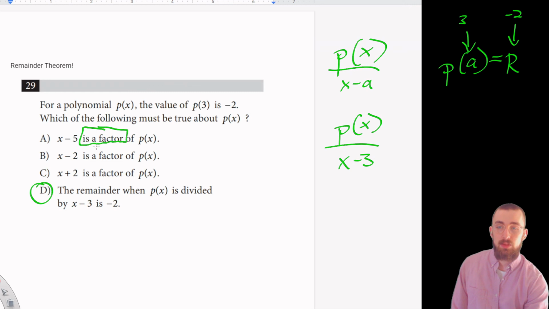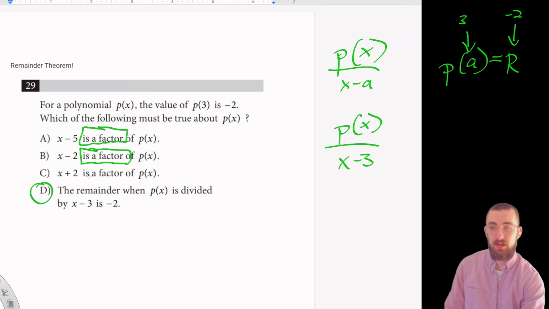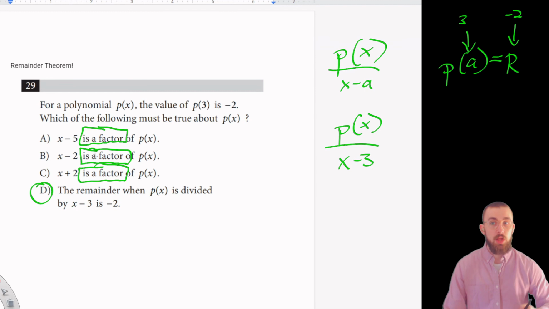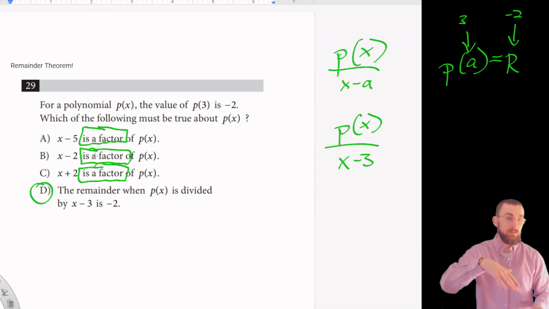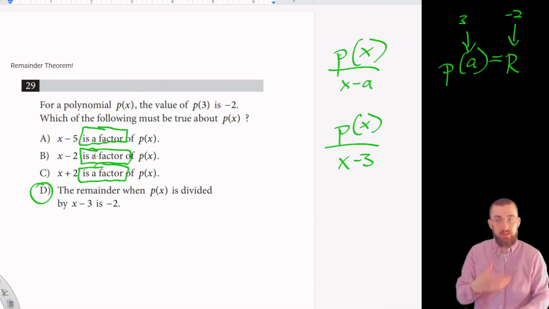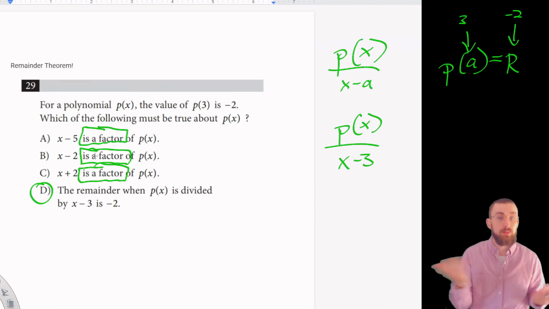They're saying something similar right here when they say it is a factor. Obviously, none of these numbers make sense, x minus 2, x minus 5, or an x plus 2. But when they say it's a factor, they're saying the same thing. They're saying the remainder when p of x is divided by whatever is 0. That's what a factor is, right? If you have a remainder of 0, it's a factor.